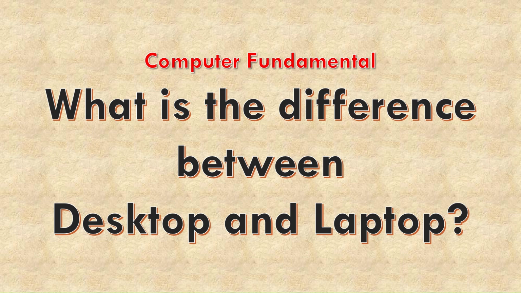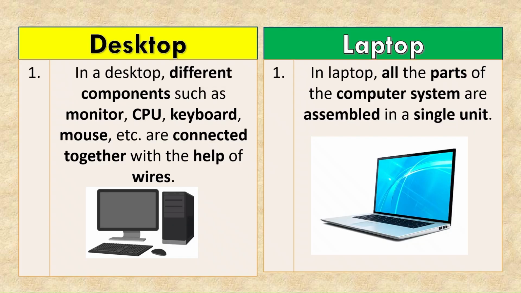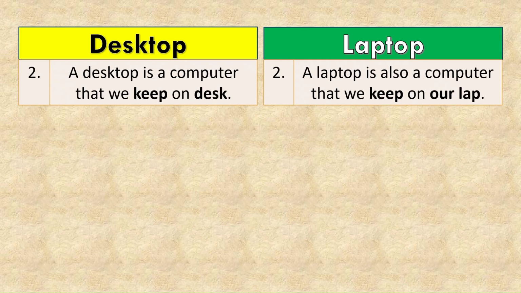In this video, we will discuss the difference between desktop and laptop. In a desktop, different components such as monitor, CPU, keyboard, mouse, etc. are connected together with the help of wires. In a laptop, all the parts of the computer system are assembled in a single unit. A desktop is a computer that we keep on a desk. A laptop is also a computer that we keep on our lap.